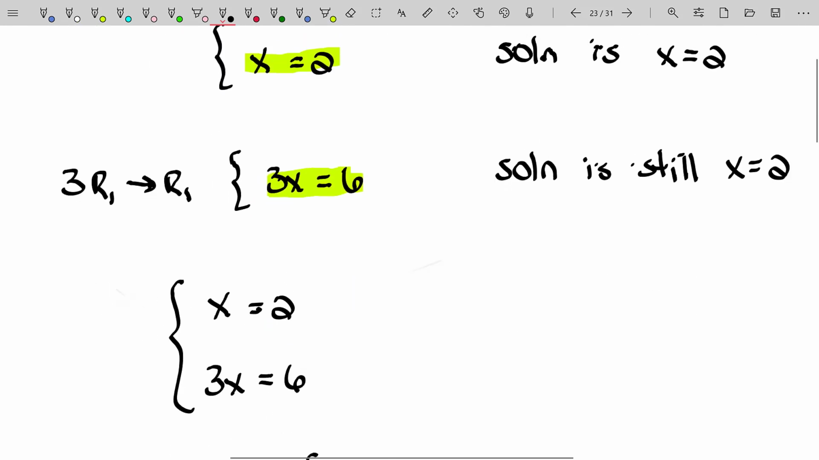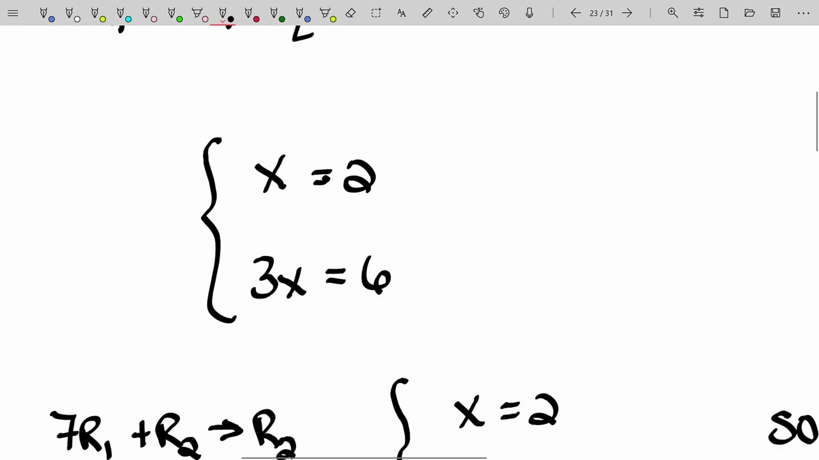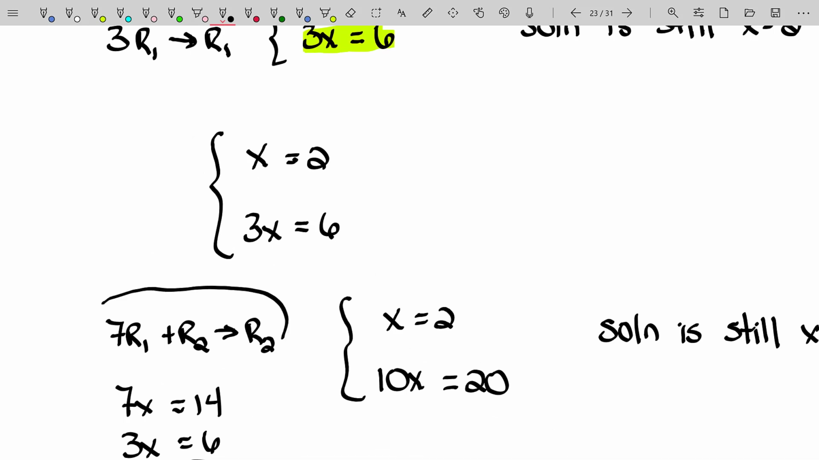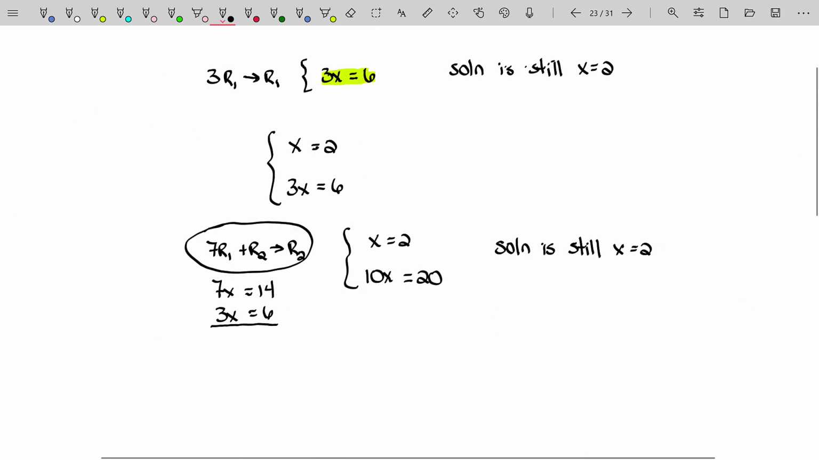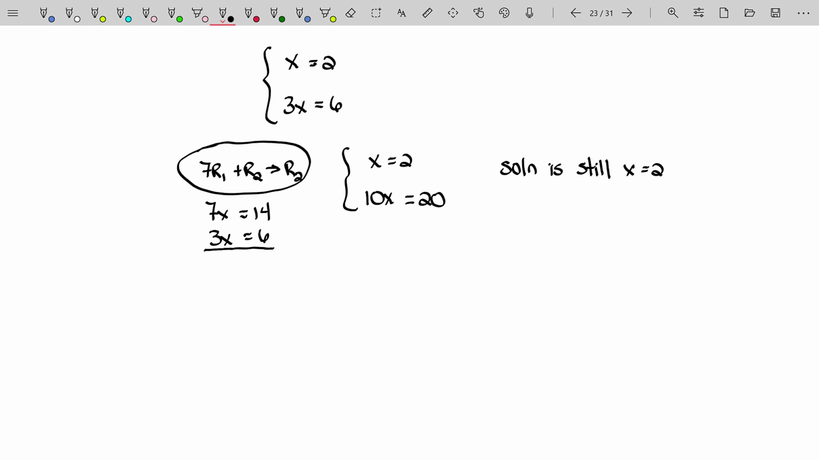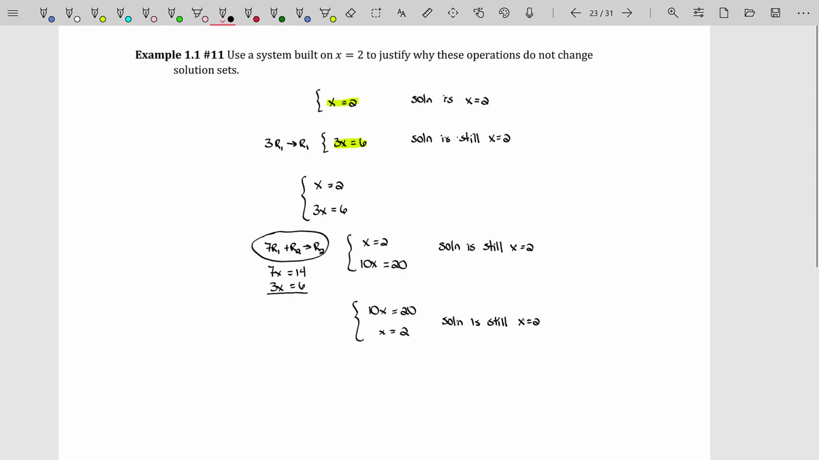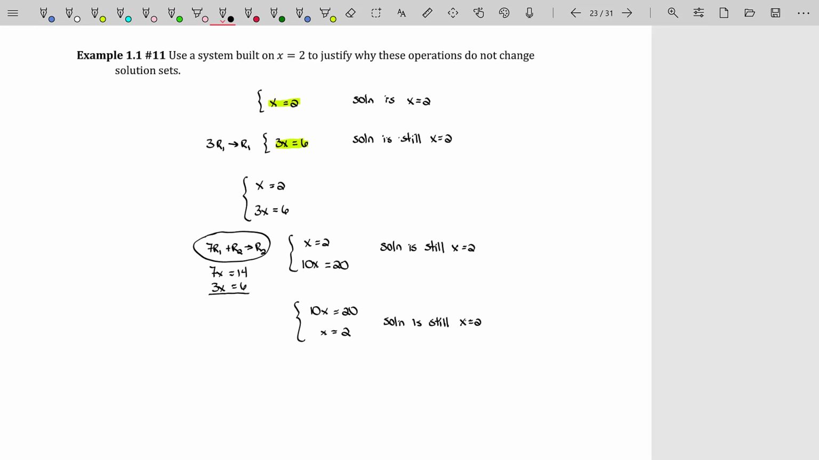If I have a system of equations that has that solution x equals 2, and I take a multiple of one of those equations and add it to the other equation to create a brand new equation, the solution still does not change. What if I were to swap these two rows? What if I were to write 10x equals 20 and x equals 2, and you should know the solution in that system still is 2. So as I'm giving here as a justification, the solution is invariant or unchanged through these 3 elementary row operations.